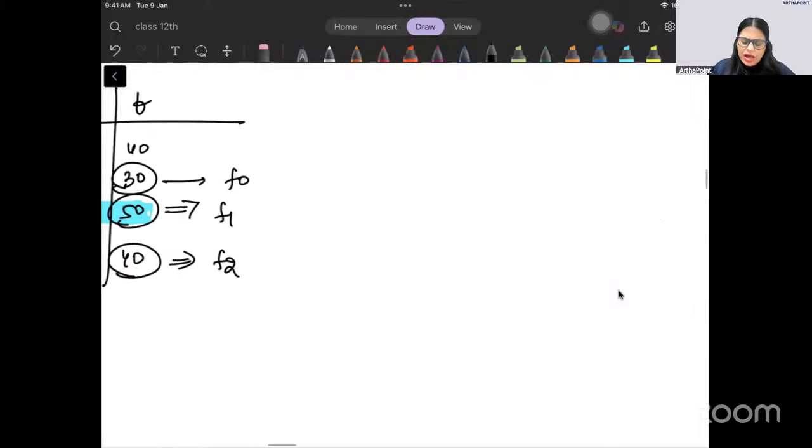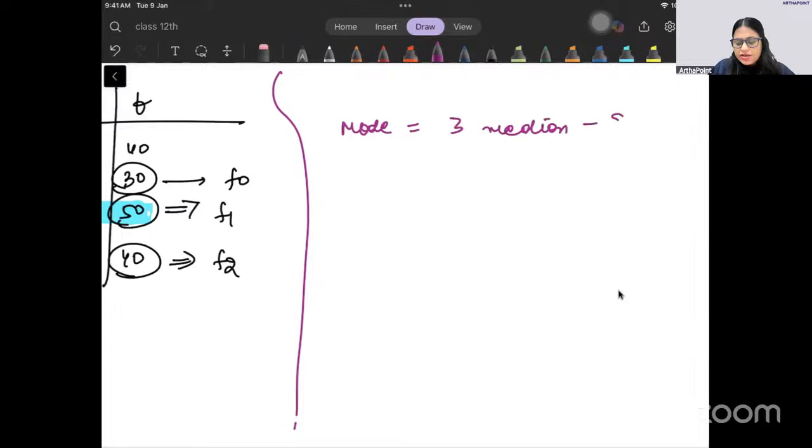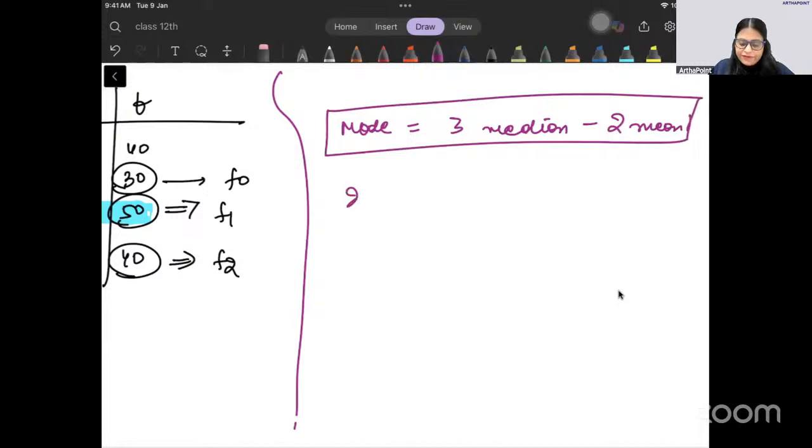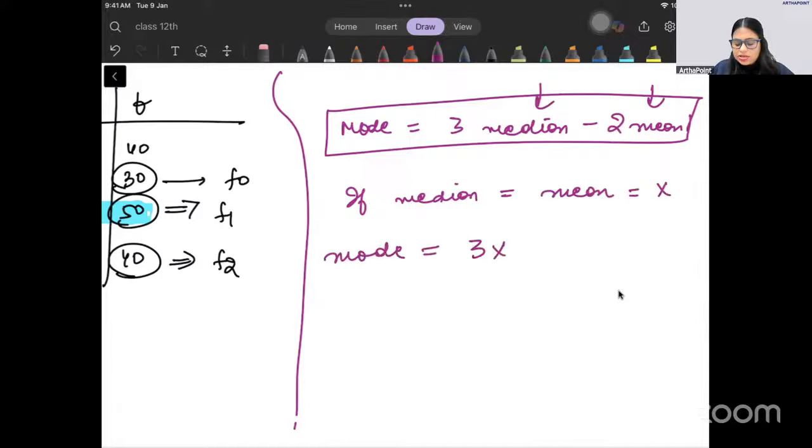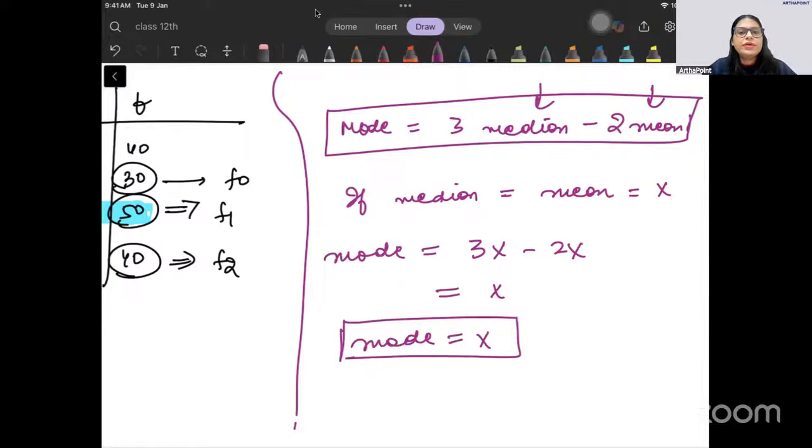Now lastly, they may ask you a question on the relationship between mode, mean and median. So just remember, mode is 3 median minus 2 mean. Okay? If median is equal to mean, if we put them equal, say some x, then mode will become 3x minus 2x, which means x. So mode will also be x. Right? So this is the relationship.